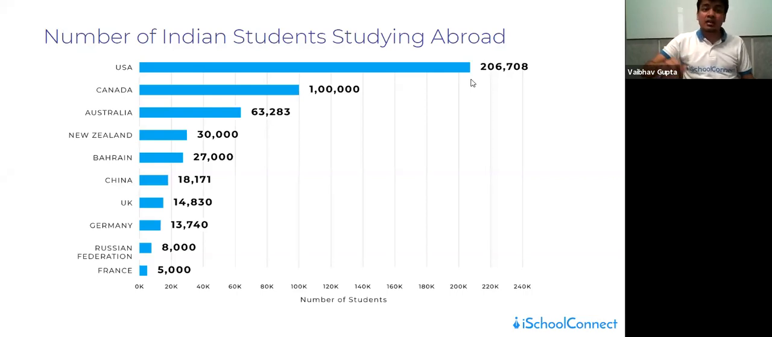Next is Canada. Canada is approaching USA very fast in terms of education. They have good education, they have a decent amount of opportunities post education that makes Australia and Canada both a very lucrative option of studying abroad. Next is New Zealand. Again, this is an interesting stat. Bahrain has a lot of Indian students, primarily because a lot of Indians go there for work, and their kids actually study there.